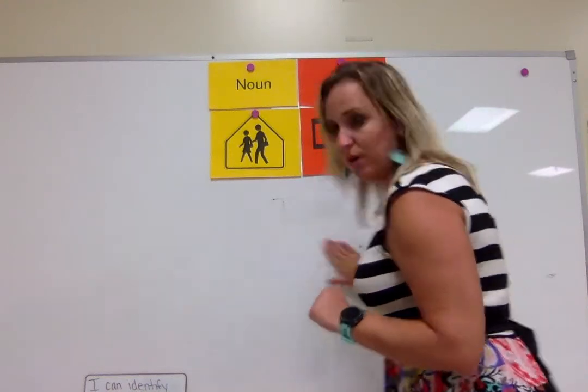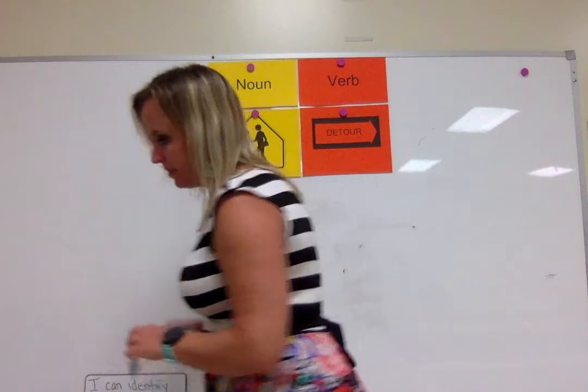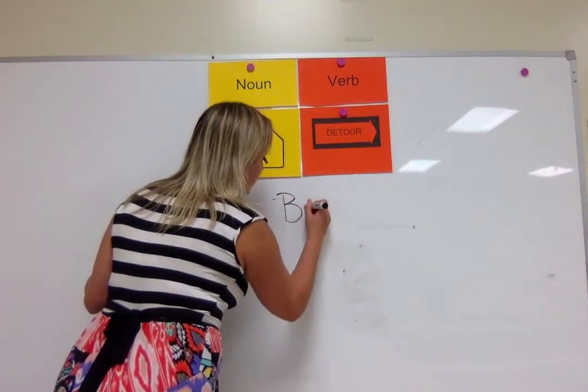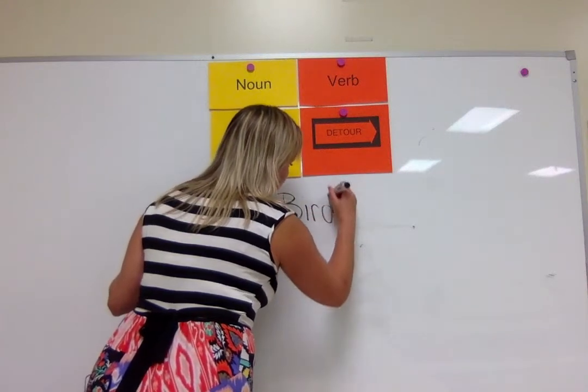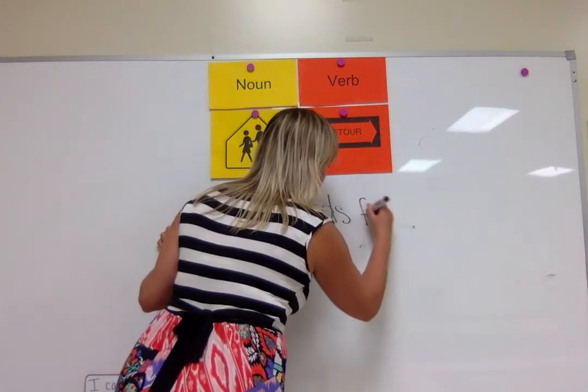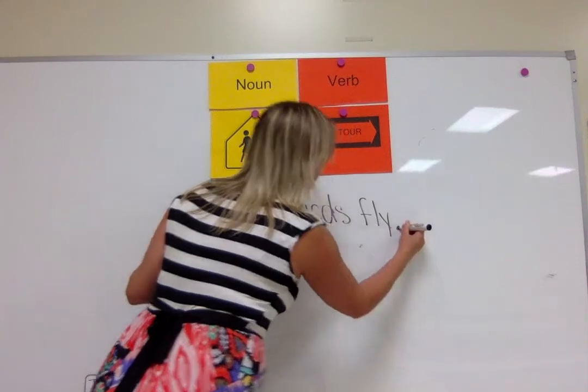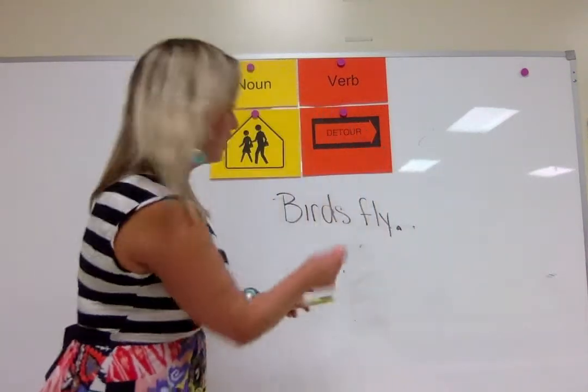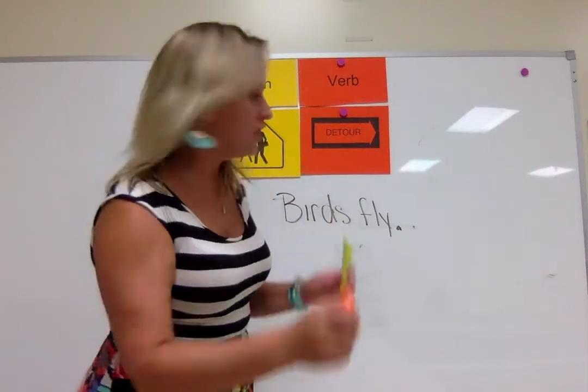Okay, erase the board, and I'm going to write some sentences up here, okay? So here's my first sentence. Birds fly. Okay, so I'm going to ask you, first thing, remember, I'm going to color code my verbs orange and my nouns yellow.